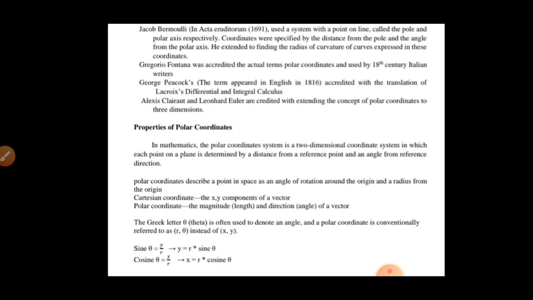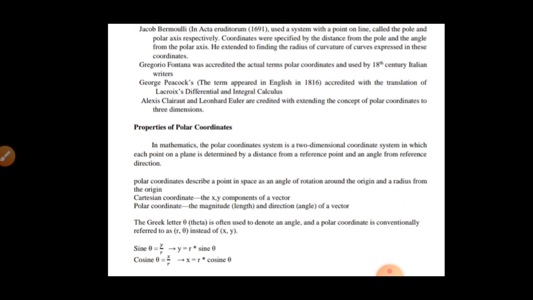Gregorio Fontana was credited with the actual term polar coordinates, used by 18th century Italian writers. George Peacock: the term appeared in English in 1816, credited with the translation of Lacroix's differential and integral calculus. Alexis Clairaut and Leonhard Euler are credited with extending the concept of polar coordinates to three dimensions.